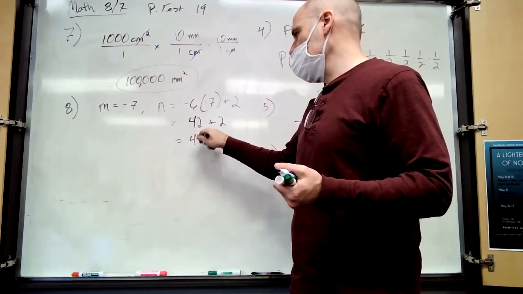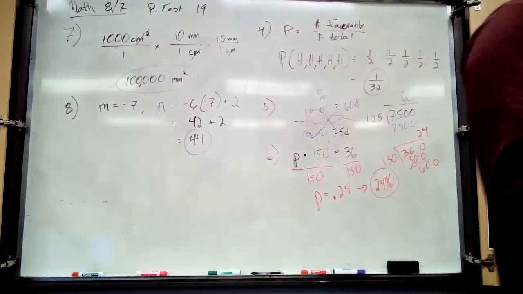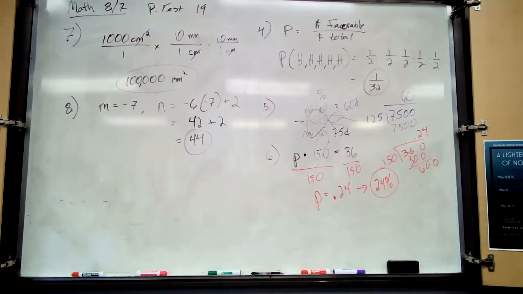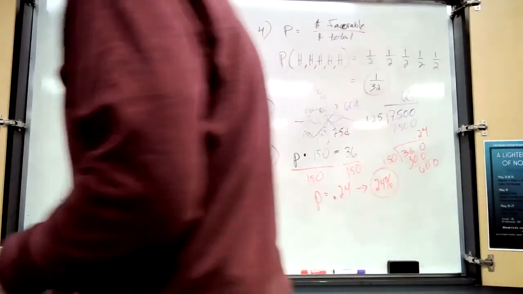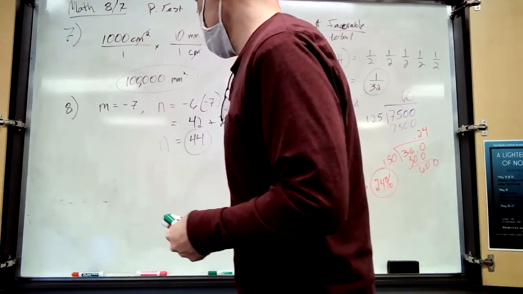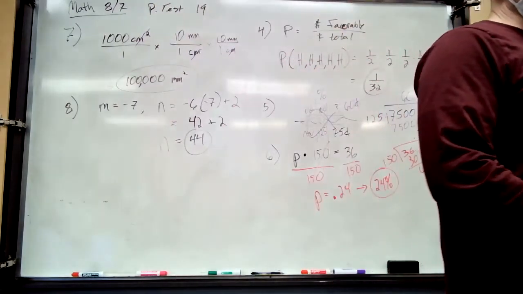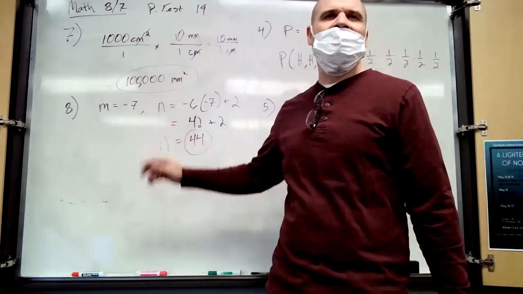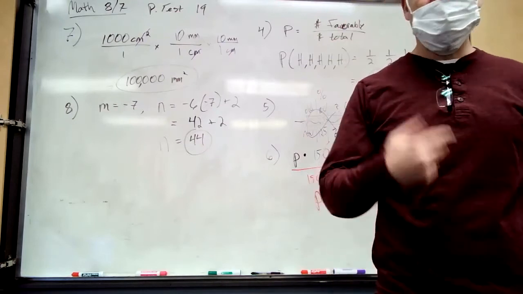So this is positive 42 plus another 2. Answer: 44. Can I correct you on a mistake? It should be n equals 44, not just 44. Well, I kind of did that, but I should just spell it out. You're right.